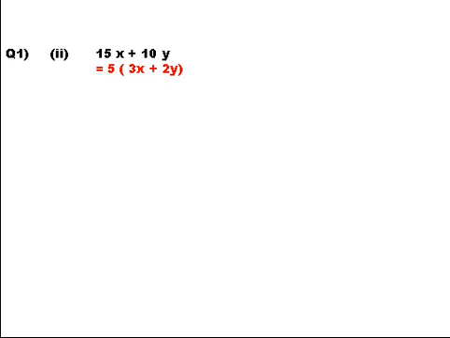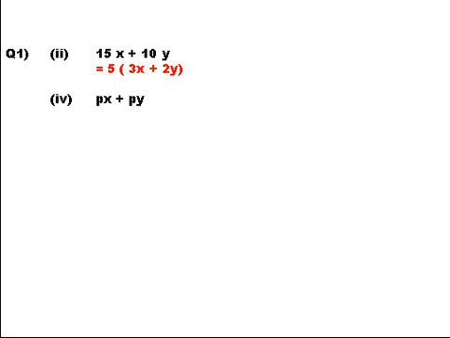I hope you can get it, because 5 into 3x will give you 15x. Plus into plus is plus, that's why you have plus in the bracket. And 5 into 2y will give you 10y. So now this is the final result, because 5 as a common value is getting multiplied to the remaining terms of the expression, and these are the factors. So we have factorized it. In the next part we have px plus py.